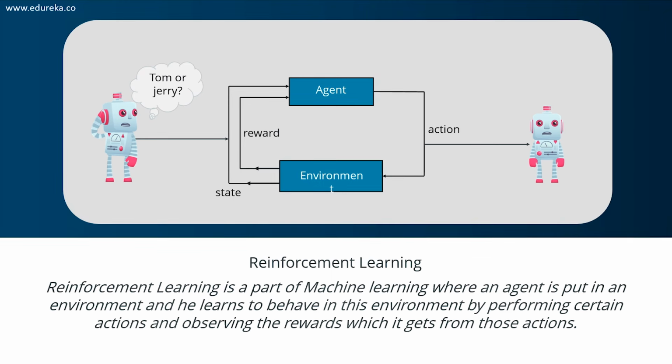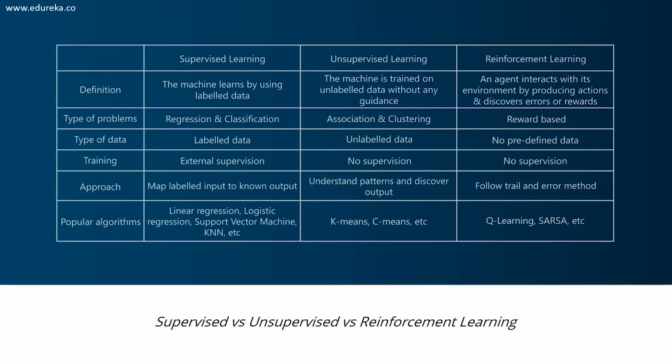Before we go any further, I'd like to discuss the difference between supervised, unsupervised, and reinforcement learning. Now, first of all, we have the definition. Supervised learning is all about teaching a machine by using labeled data. Unsupervised learning, like the name suggests, there is no supervision over here. The machine is trained on unlabeled data without any guidance. Reinforcement learning is totally different. Here you have an agent who interacts with the environment by producing actions and discovers some errors and rewards.